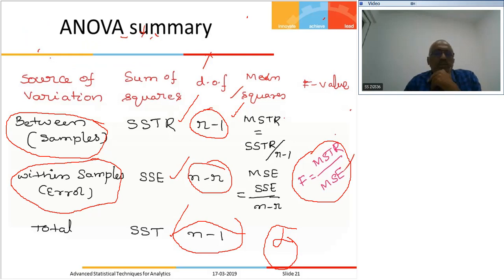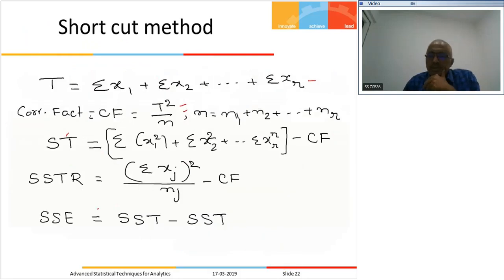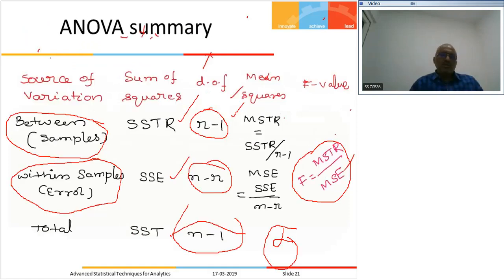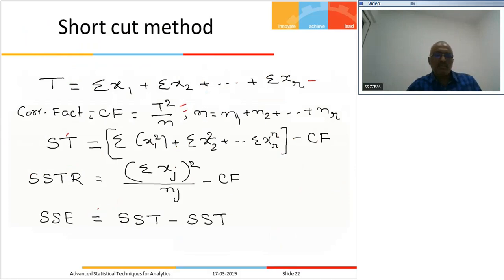So we'll take one problem and try to do it. So very simple. Only this contains more calculations. Here we have SST, sum of squares total, and SSTR, sum of squares treatment.